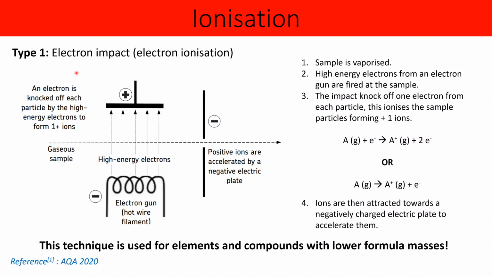Okay, so electron impact ionisation, one of the key facts you need to know about it is it's used for elements and compounds with lower formula masses. So we're talking up to about a couple of hundred here. Obviously, if we go any more than like 500-600, I would say, anything sort of getting into protein or enzyme territory, then we're going to start using electrospray ionisation instead.